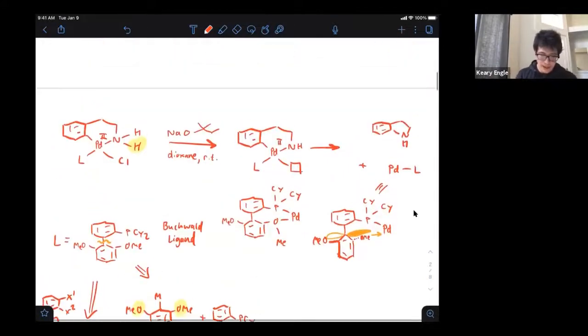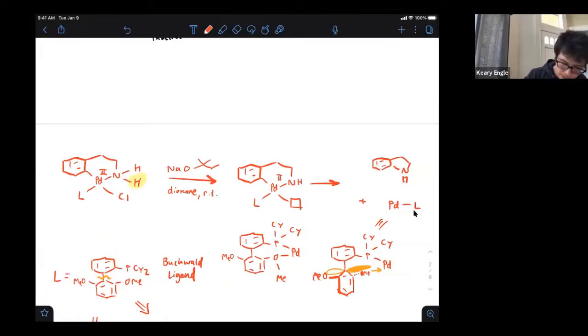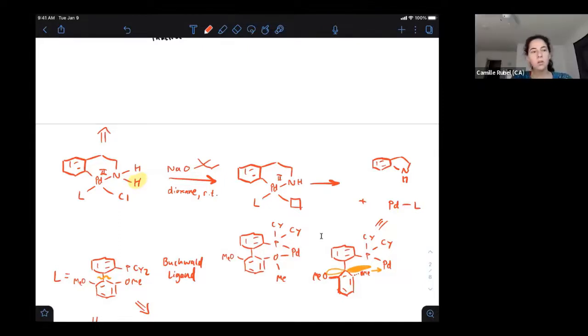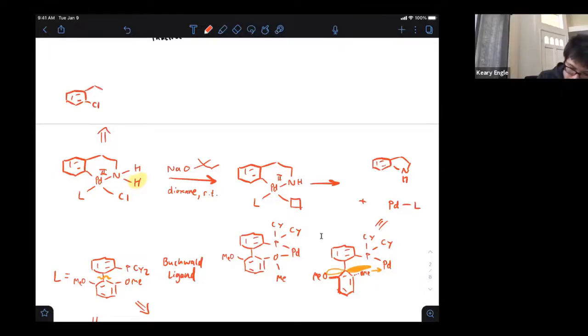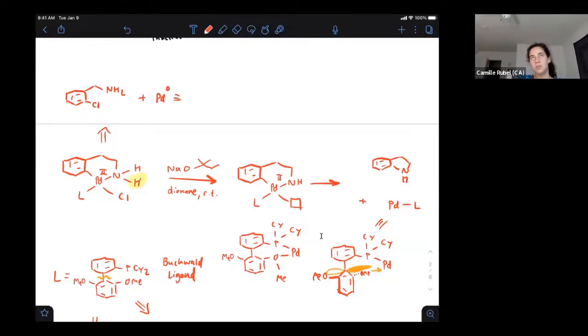Okay, and then Camille, what about the synthesis of this? Now that we know how to make the ligand, what about synthesis of the complex? You could start with the palladium 0 and the aryl chloride with the amine on it. And what do you like for your favorite palladium 0 source? Palladium DBA, please? Palladium DBA. Great.